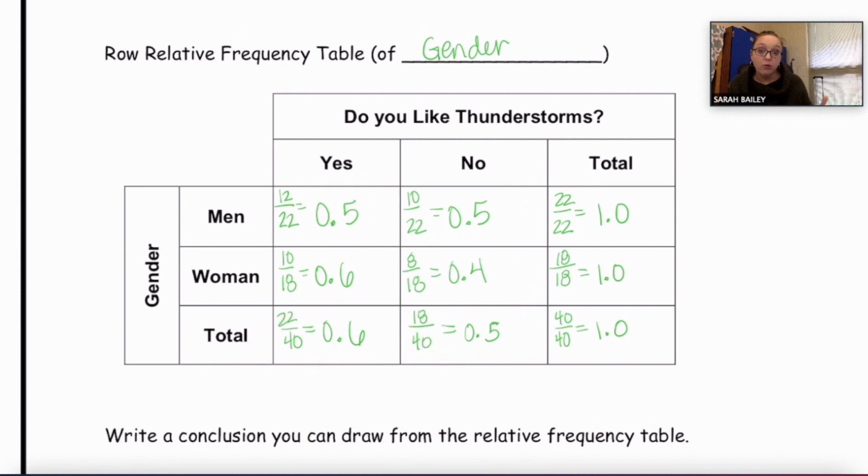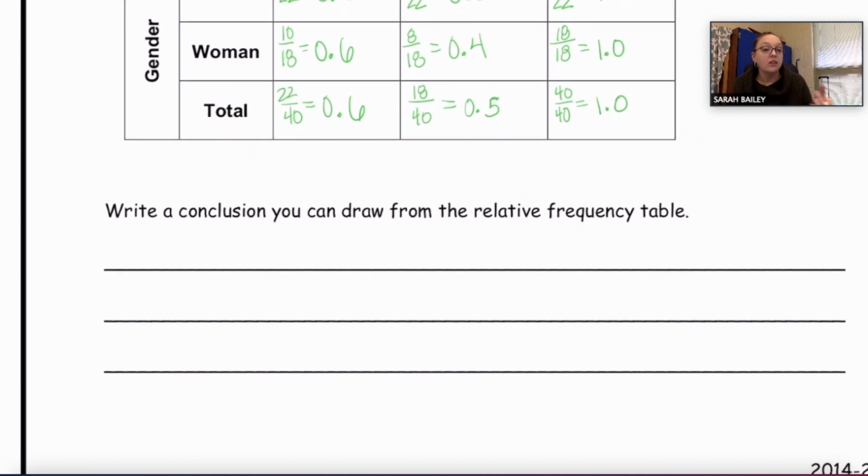So there are several conclusions we could draw from this table. We could say men like thunderstorms equally well as they don't. About half like and about half don't. More women like thunderstorms than don't like thunderstorms. We could say people generally are split down the middle on whether or not they like thunderstorms. So those are some of the conclusions that you could draw from this table. So I'm just going to say women are more likely to like thunderstorms than not, is what I'm going to write.